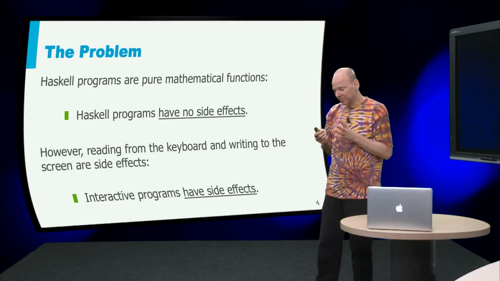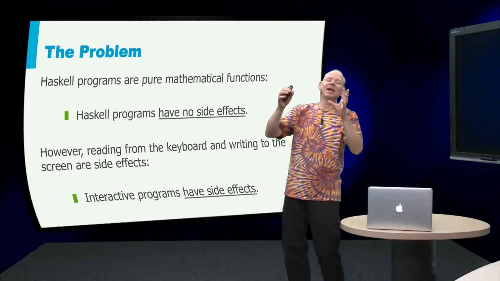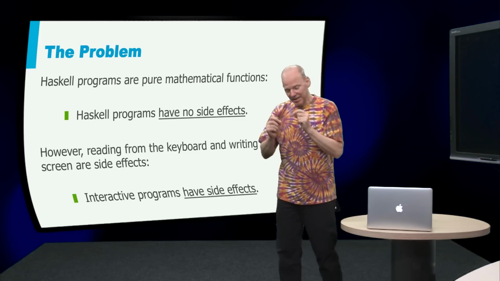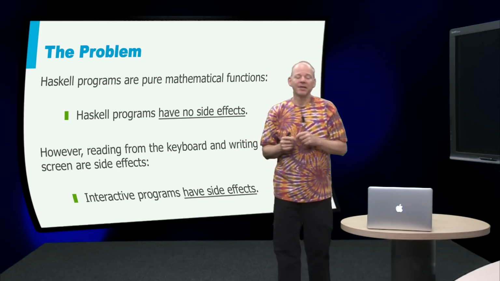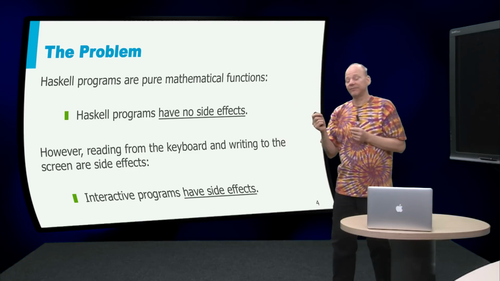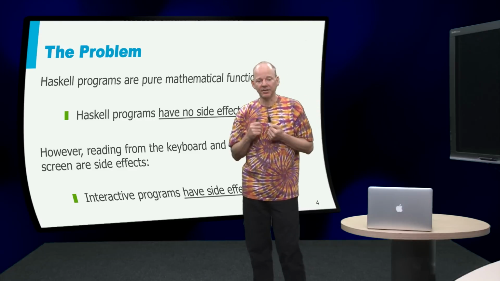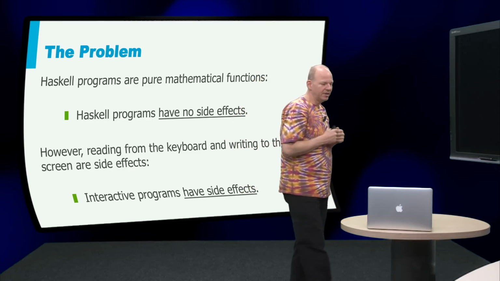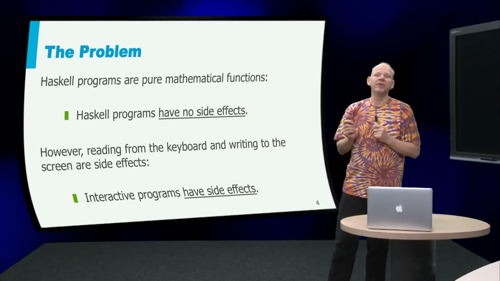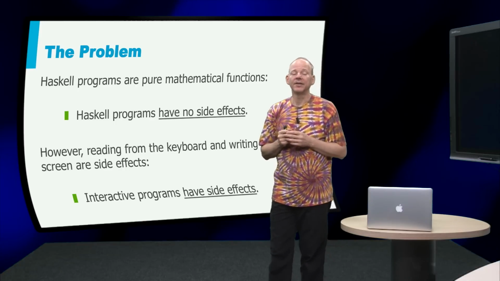A mathematical function is a function that when you give it the same argument will always give you the same result. For example, factorial. When I give it n, it will return factorial n. When I give it n again, it will return factorial of n again.